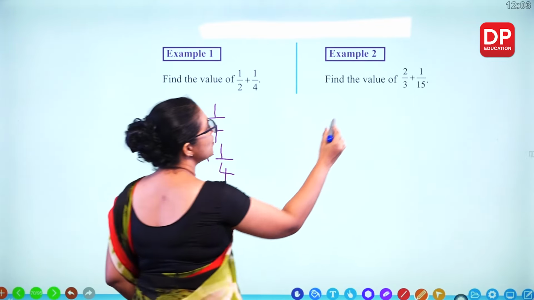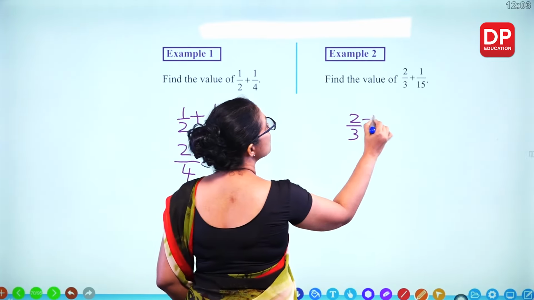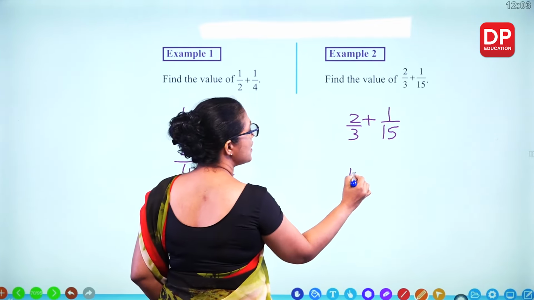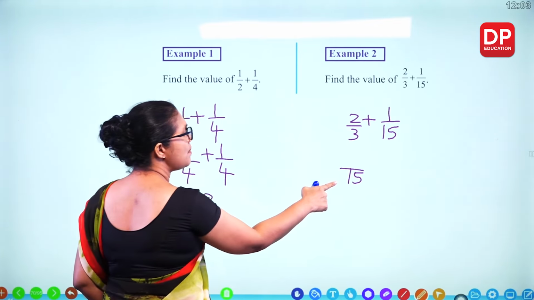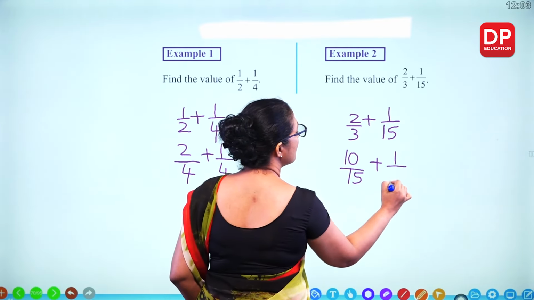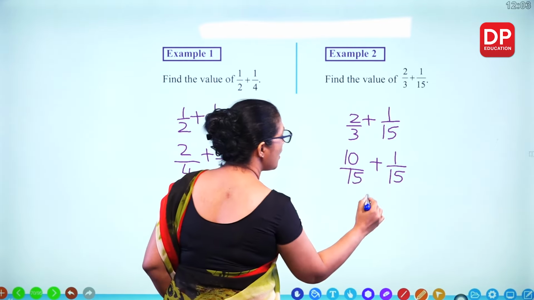Find the value 2/3 plus 1 over 15. Common denominator is 15. So, we'll convert this to 15, multiply by 5. 5 times 2, 10. Now, 10 plus 1, 11.